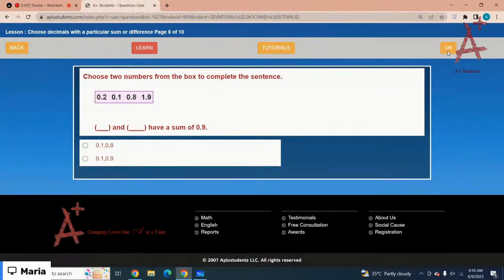Choose two numbers from the box to complete the sentence. Dash and dash have a sum of 0.9. So which is the correct option? Which two numbers have the sum 0.9? The correct option is option number 1. 0.8 plus 0.1 makes 0.9.